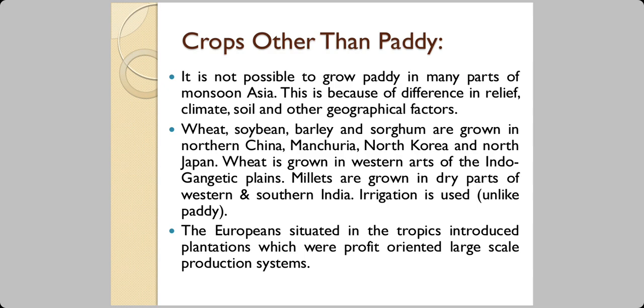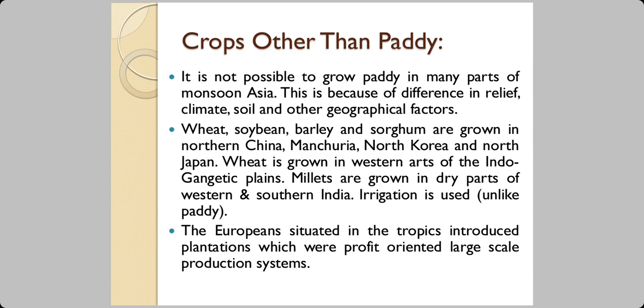Now, when we talk about crops other than paddy, because of difference in relief, climate, soil, and other geographical factors, it's not possible to grow rice all over the monsoon areas of Asia. So other crops are grown, such as wheat, soybean, barley, sorghum, and millets. And in paddy, you're not doing irrigation artificially, but for other crops you have to use irrigation.